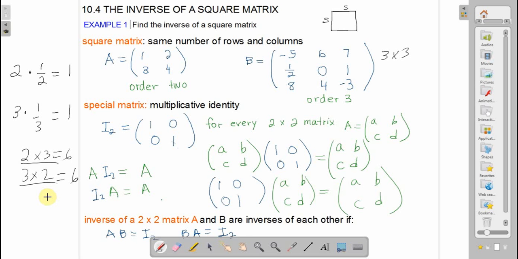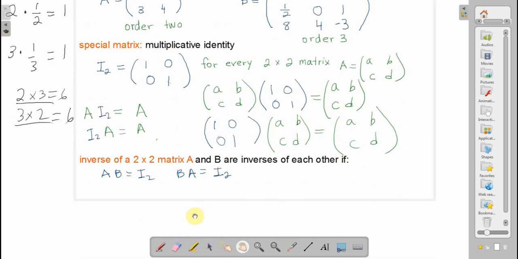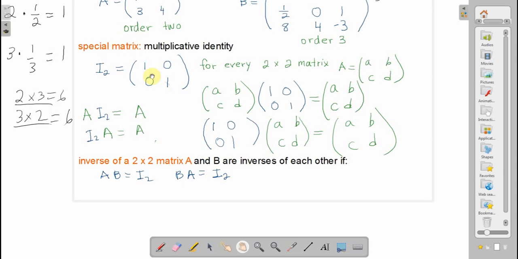If they're inverses of each other, that takes us to the next topic: the inverse of a 2 by 2 matrix. There are 2 tests. If you multiply A times B and it gives the special matrix, you still have to check the reverse order, B times A. If we still get I2, then they're inverses. So we need 2 tests: AB should give us this one, and BA should give us this one.